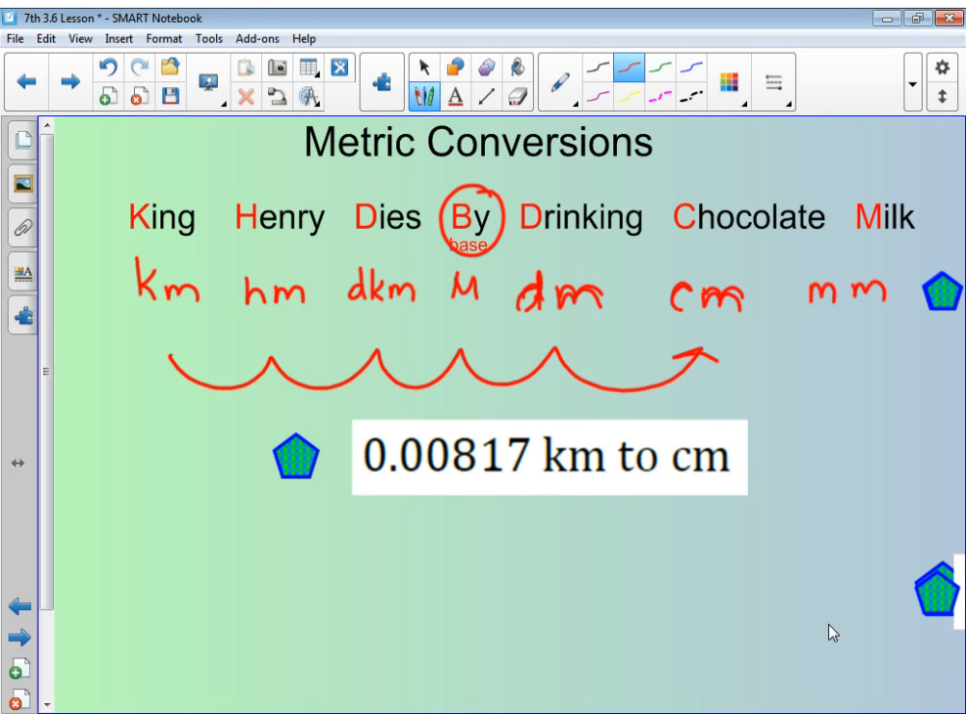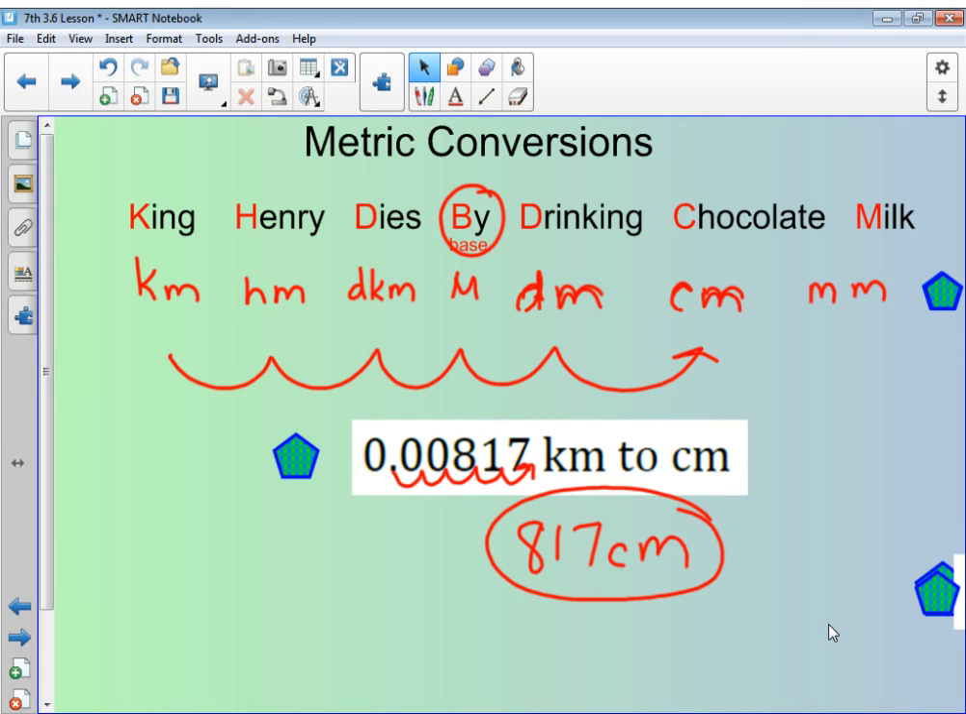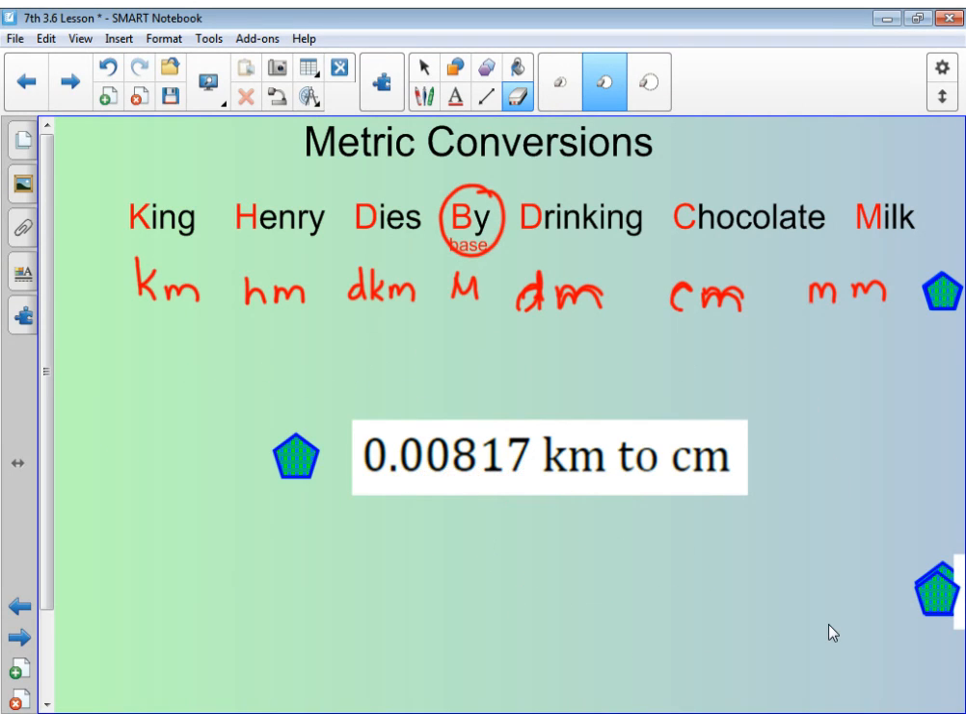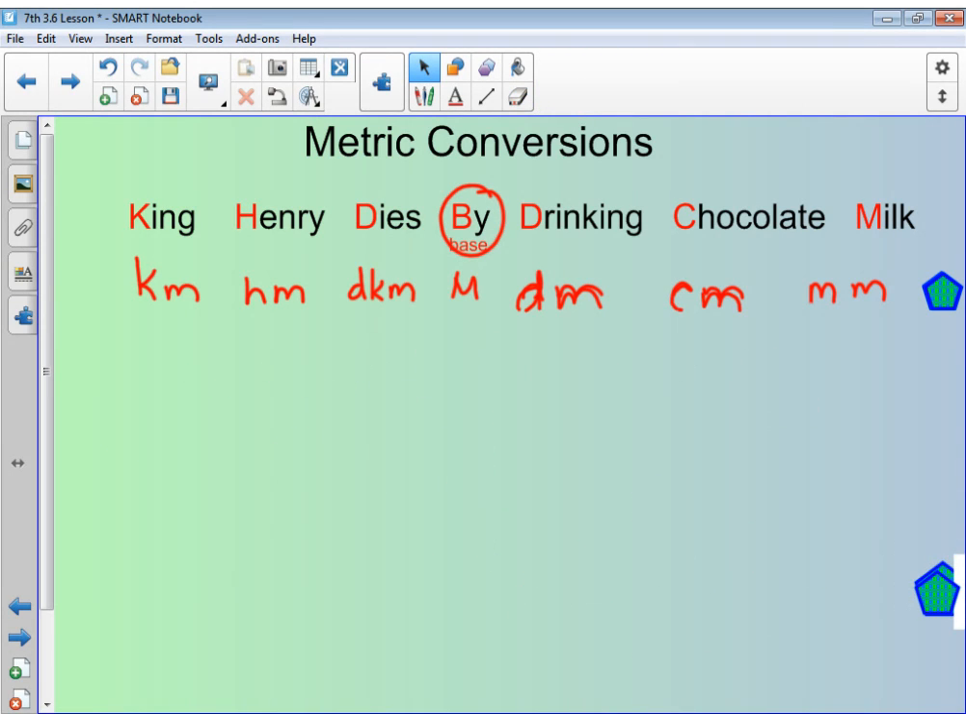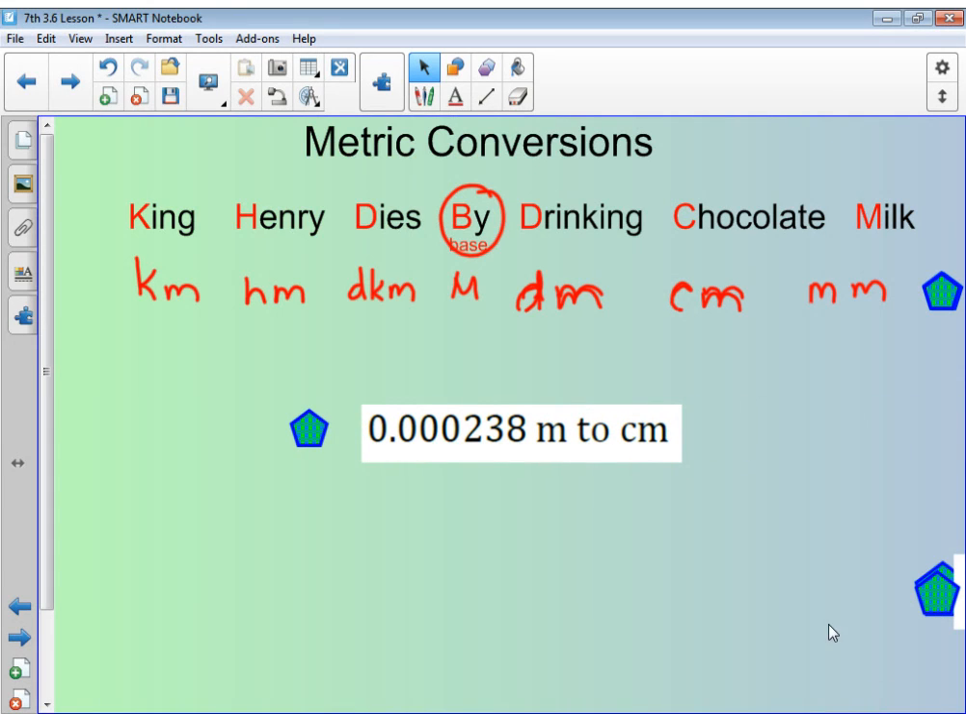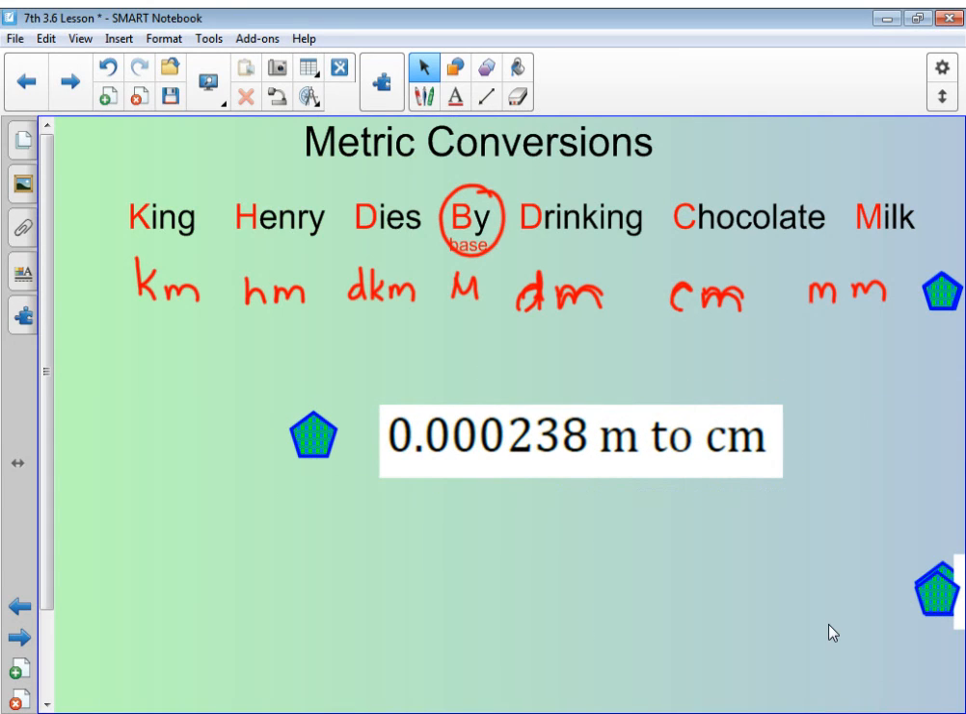So we moved 5 places to the right. So 5 places, 1, 2, 3, 4, 5, gave us 817 centimeters for a final answer. Okay, so try one more on your own. And once again, don't worry if I don't have meters; I still left it with meters and centimeters. So convert 0.000238 meters to centimeters.